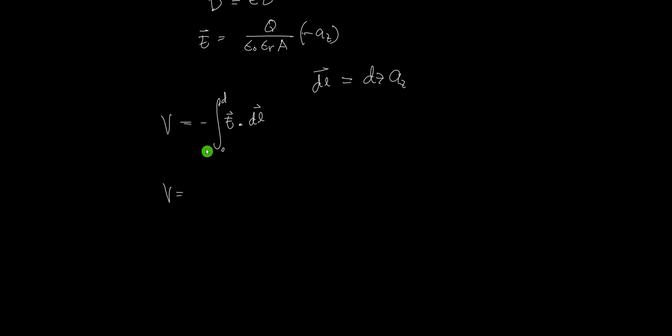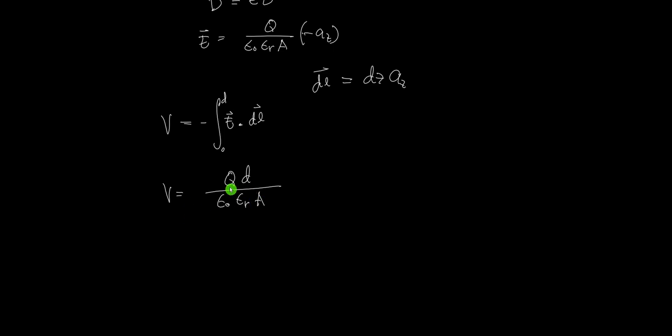And I don't have any z in the equation, so all of them are constant. The integral of dz is just equal to z, from 0 to d, so upper limit d minus lower limit 0. So I just need to multiply this with d. So the voltage will be equal to Q times d, which is the z upper limit, and the lower limit is 0. V equals Q times d all over epsilon naught, epsilon r, times the area A.